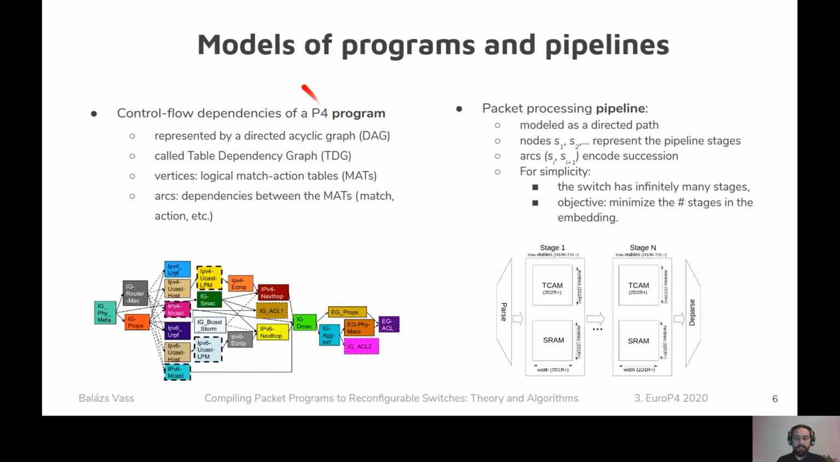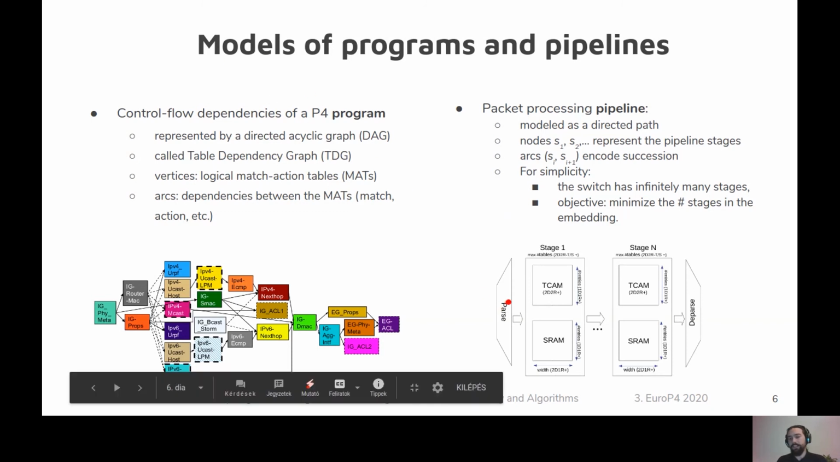Here's a schematic map of a switch. A packet comes, it gets parsed. It goes into the first stage, which has TCAMs and SRAMs. It goes through the stages, a number of N stages, and after the deparsing, it leaves the switch.